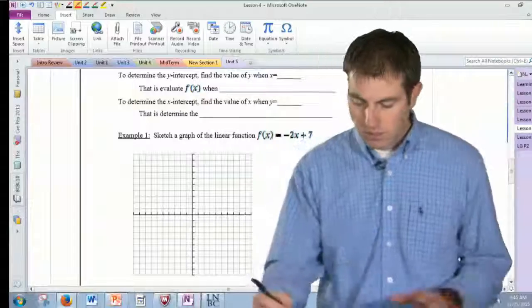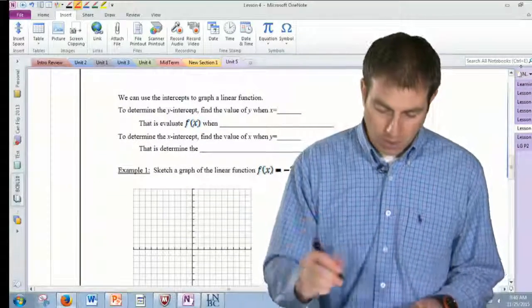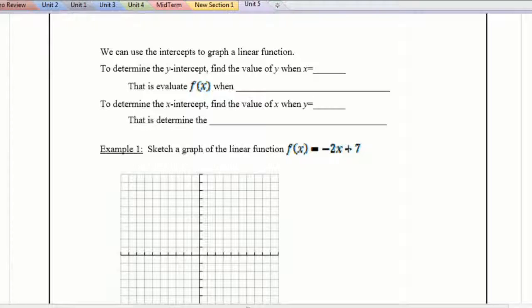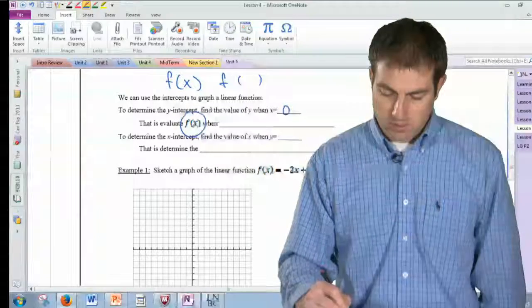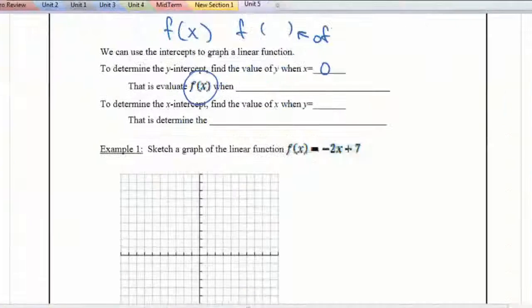So we're going to use that fact to determine what that y value is. So to determine the y-intercept, find the value of y when x is equal to 0. That is, evaluate this. This is called function notation. And we have f bracket x. If we were to read this, we would say f of x.